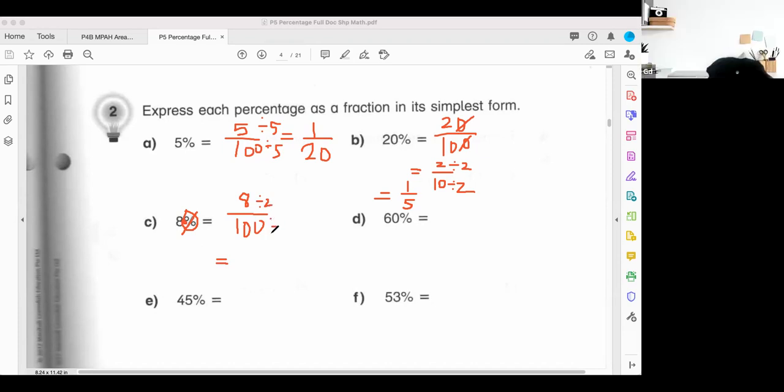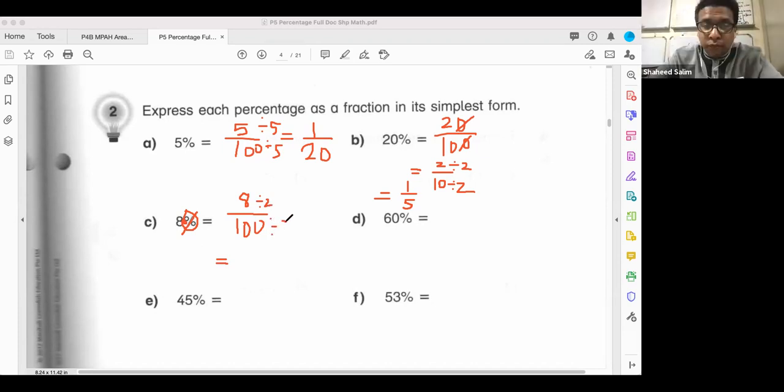Shalina, your division is not correct. You follow this one, Shalina. 2 out of 25. Congratulations. Yes, 4. So you get 4. Shalina, you follow this one. 100 divided by 2, what do you get?